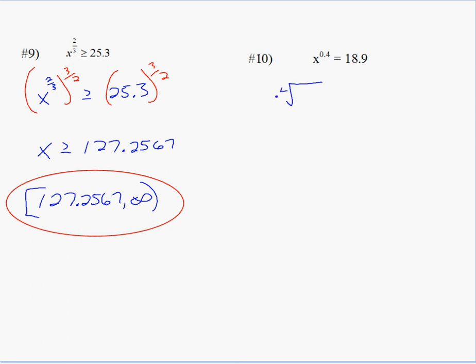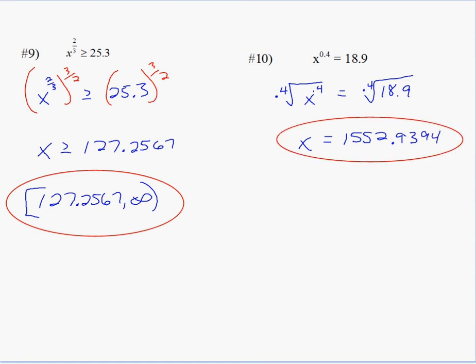Number 10, the opposite of an exponent of 0.4 would be the root of 0.4. So you take each side to the 0.4 root. Left side gets you x, the right side put it in your calculator, you get 1552.9394. There's no interval notation because it's an equal sign.